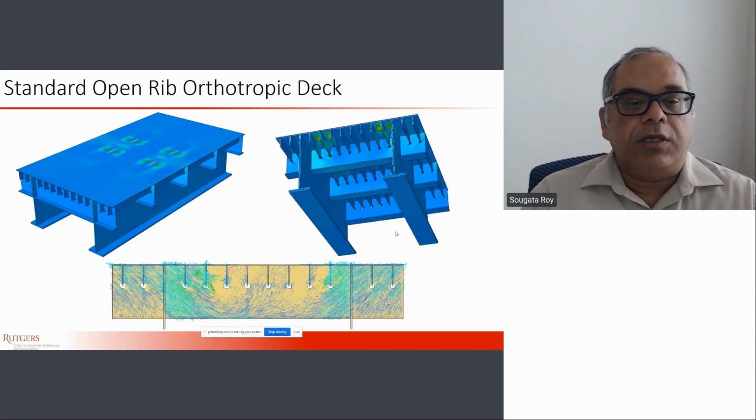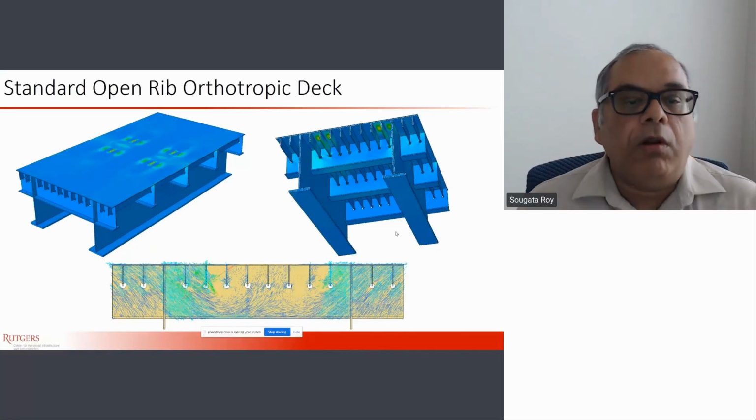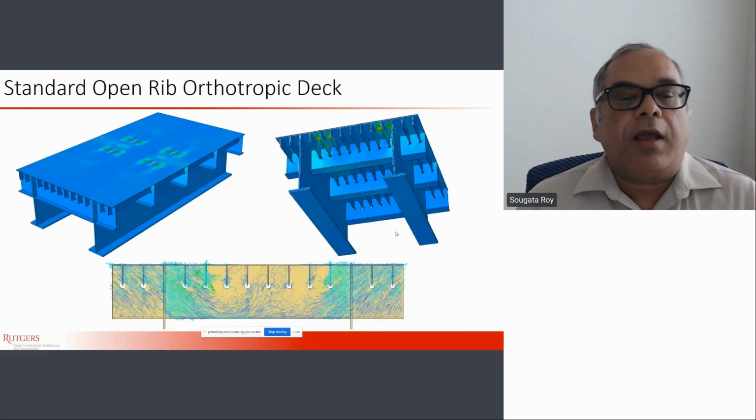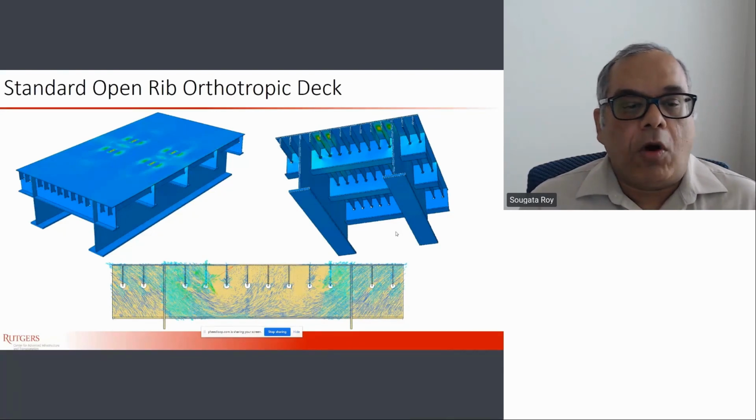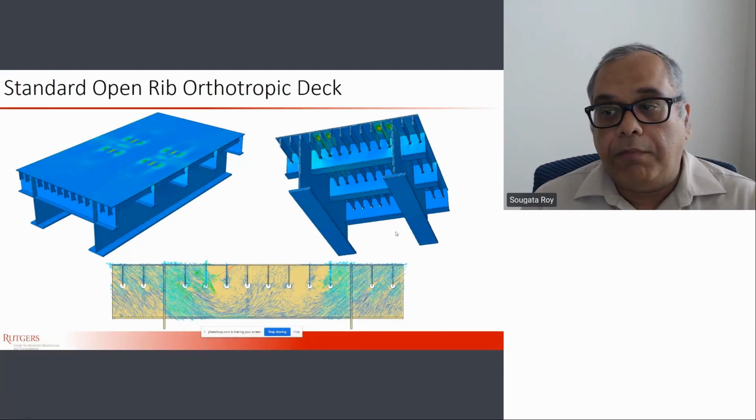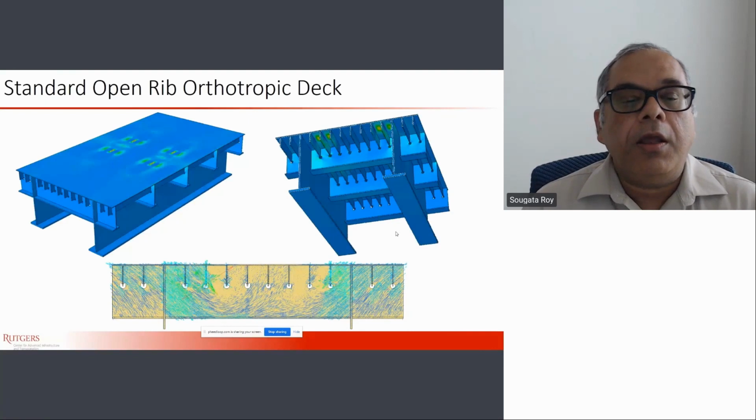So here, the concept you can see, the girders are made integral with the deck. So the whole assembly, with the deck, the girder and floor beam all connected together, will be brought to a bridge site and installed. Okay, so that's the goal.